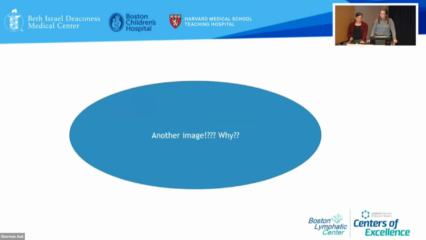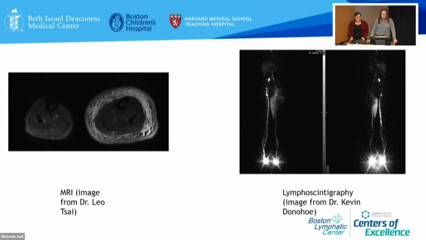So next, another image. The most common question that patients ask us when they come to the Boston Lymphatic Center is, why so many images? Why do I have to undergo three images? Here you can see there's the MRI and the lymphoscintigraphy. And the third image that we perform is the ICG lymphography, which we're talking about today.